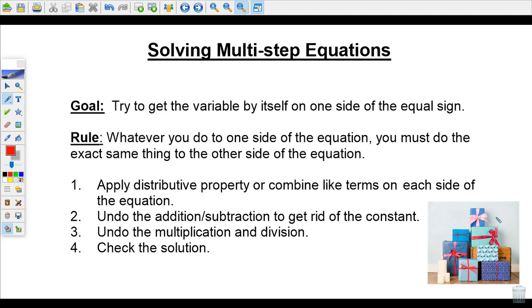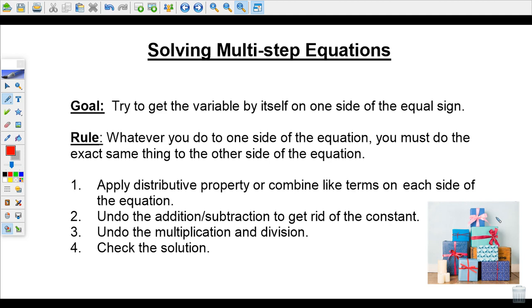Unwrapping a present and solving an equation are similar. There's a goal. The goal for unwrapping the present is to get to the gift. The goal for solving equations is to get the variable by itself. There's a specific order that we have to follow in unwrapping a present and solving an equation. You guys ever have someone give you a present where it's wrapped in a box and you open it and there's another box that's wrapped and you have to unwrap that? And sometimes they even keep going. It's just a box within a box within a box within a box, and smaller and smaller and smaller until you finally get to the present.